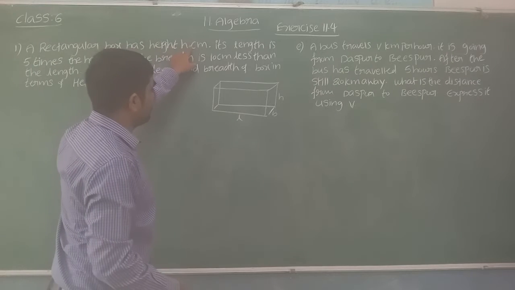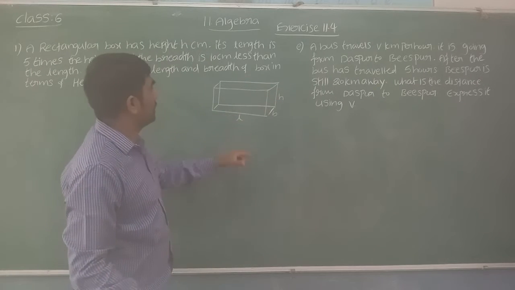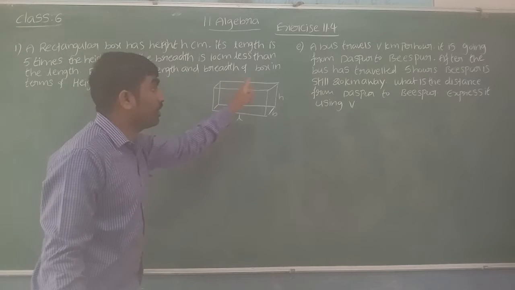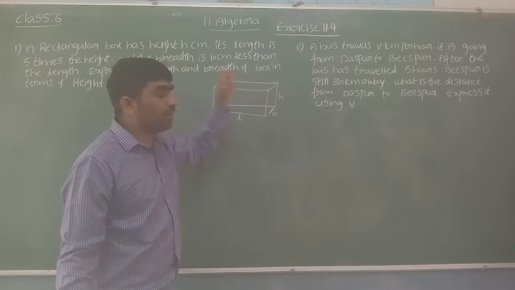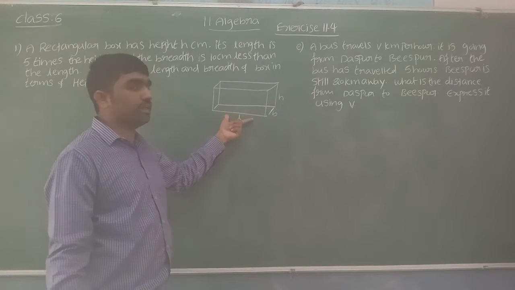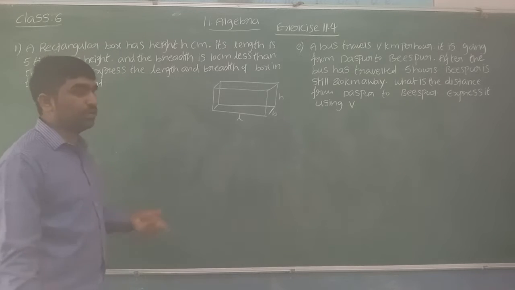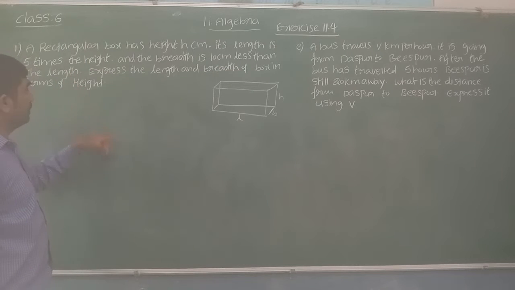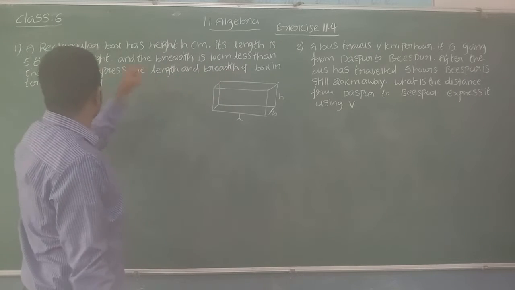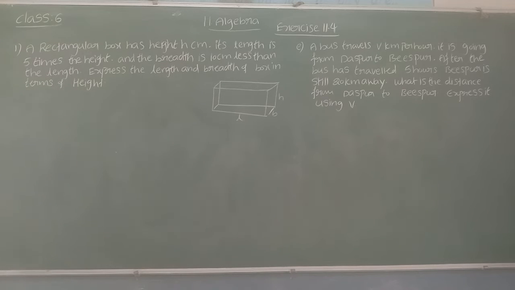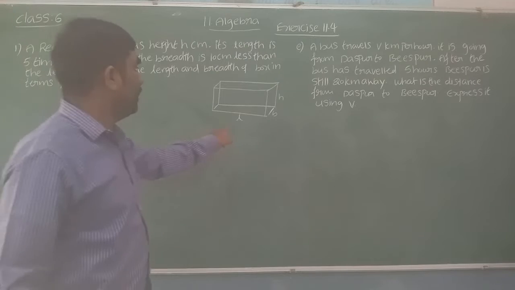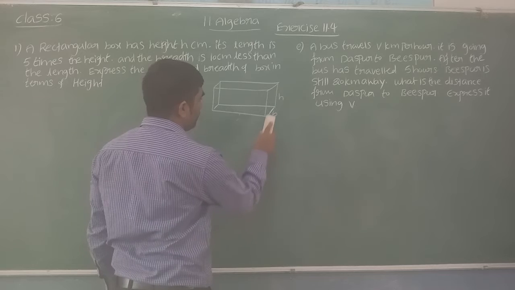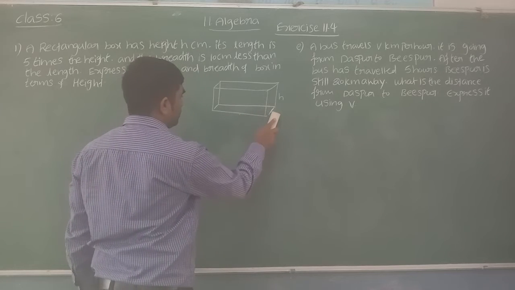Rectangular box height h centimeters. What is the height, beta? h centimeter. Its length is 5 times the height. Length depends on height. Length is 5 times of height. Suppose height is 10, length is 50, 5 times of 10, 5 into 10, 50. And the breadth is 10 centimeter less than the length. Express the length and breadth of the box in terms of height. Generally we take length, breadth, height as LBH, but here length depends on height, even breadth depends on length.